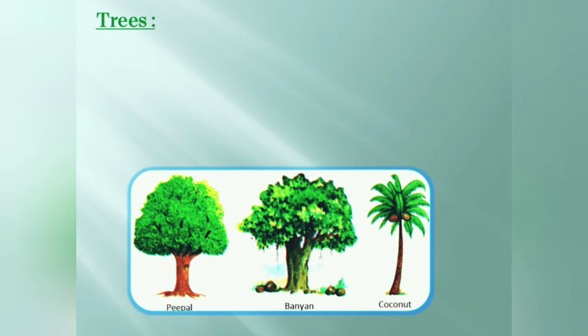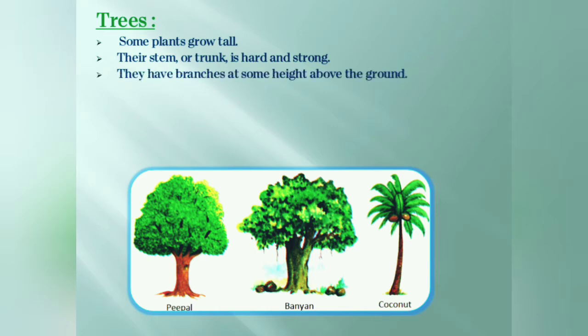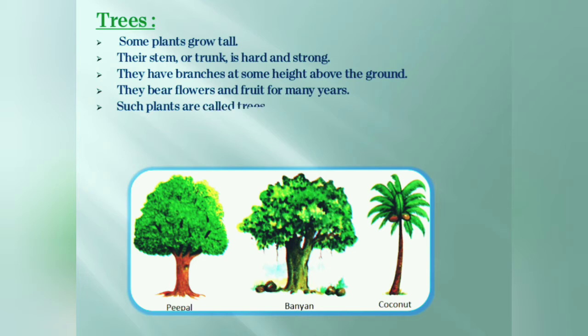Some plants grow tall and their stem or trunk is hard and strong. They have branches at some height above the ground. They bear flowers and fruit for many years, and such plants are called trees. So what are the trees? They grow tall and their stem and trunk are hard and strong. Also they have branches and they bear fruit and flowers, and such plants are called trees. Is that clear?